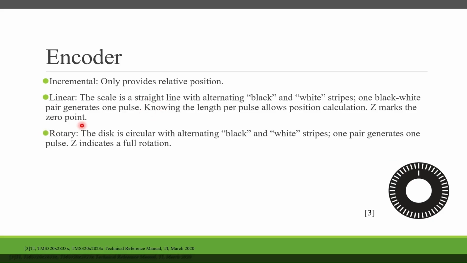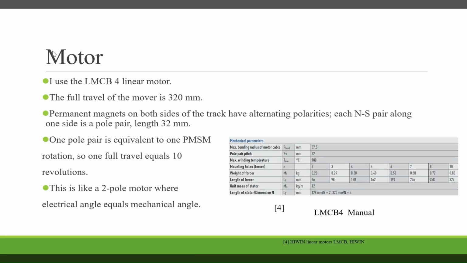For rotary encoder, the disk is circular with alternating black and white stripe. One pair generates one pulse, the same. However, the signal here indicates a full rotation. This slide is about the motor.